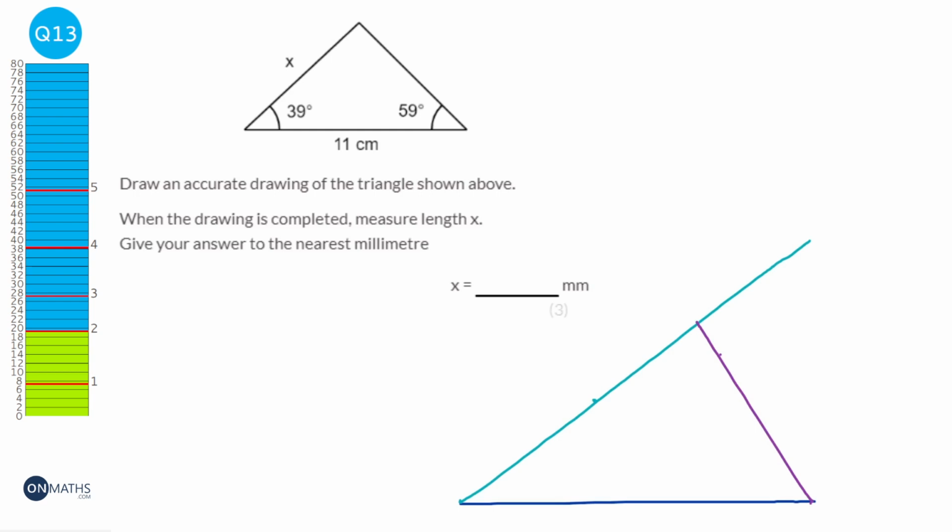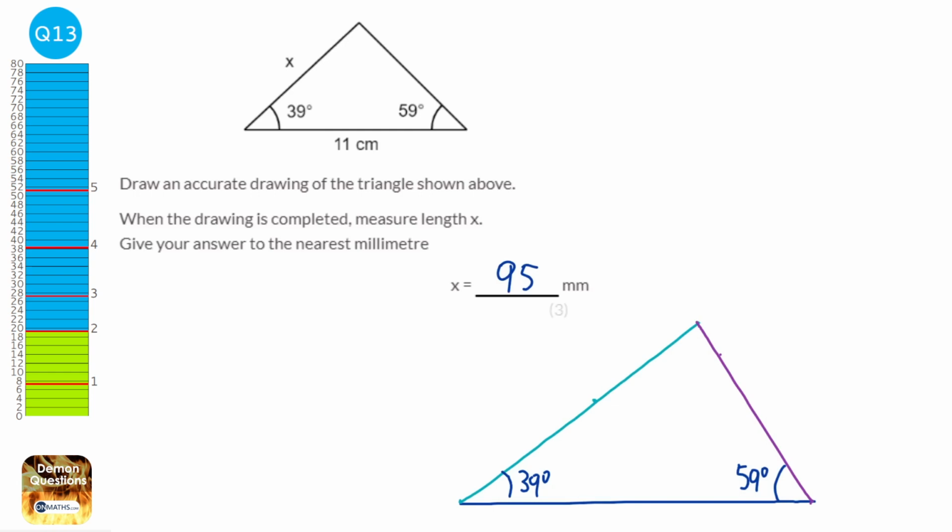And then what you can do is you can get your rubber and just rub out the extra bit of line that we had to do. And so this is our 39 degrees here, and you don't need to label this on the diagram, but just so we know what we're doing. And it says when it's completed, measure length x. So I'm going to get my ruler out and I'm going to measure this length here, this one here, and it is about 95 millimeters. So the answer for me is 95 millimeters.